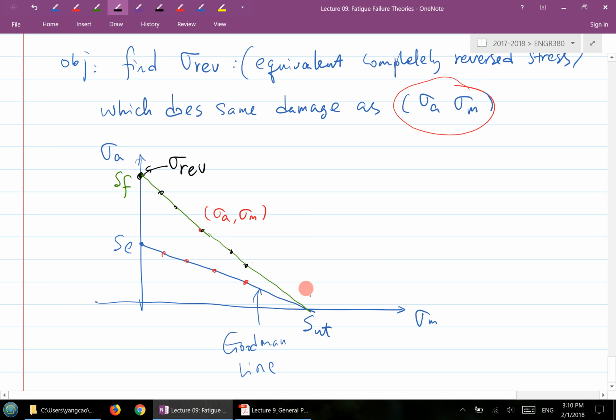It's actually pretty easy, because you connect this point with this point to construct a line equation here, and then you can find basically your sigma ReV.